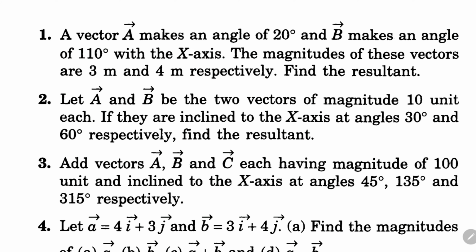In the second one, again we have two vectors having the same magnitude, which is 10. They are inclined with the x-axis at angles of 30 degrees and 60 degrees respectively, that is, A is inclined at 30 degrees and B is inclined at 60 degrees. We have to find the resultant. So the solution for question number 2. Let's first write the magnitude which is given. The magnitude is the same for both vectors, 10 units. 10 units can mean 10 centimeters, 10 meters, anything.